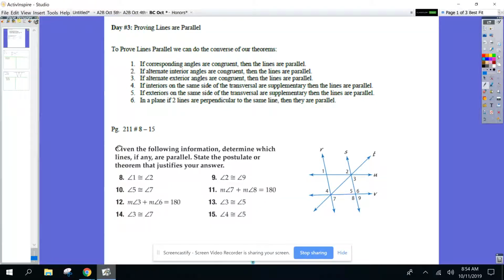The diagram, number 8. I am claiming that angle 1 is congruent to angle 2. Angle 1 is congruent to 2 on this diagram. What I'm going to be doing here, because this helps me out a lot, is highlight the 2 lines that make up angle 1, and highlight the 2 lines that make up angle 2.